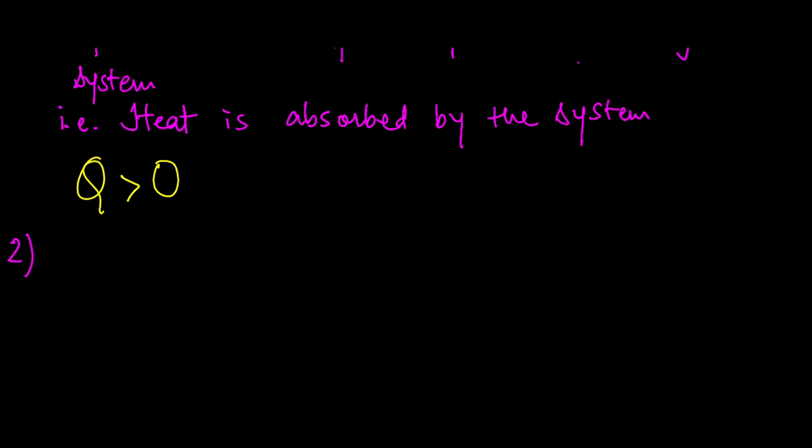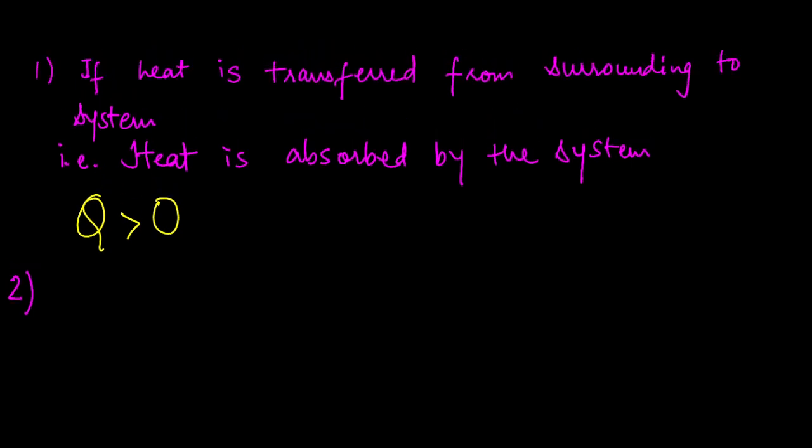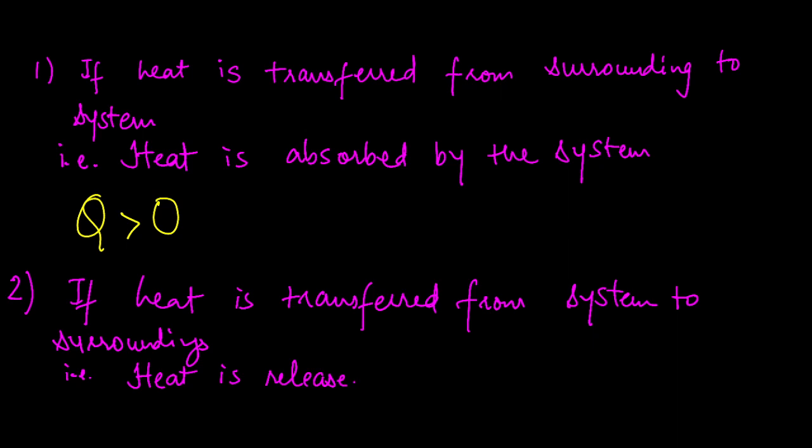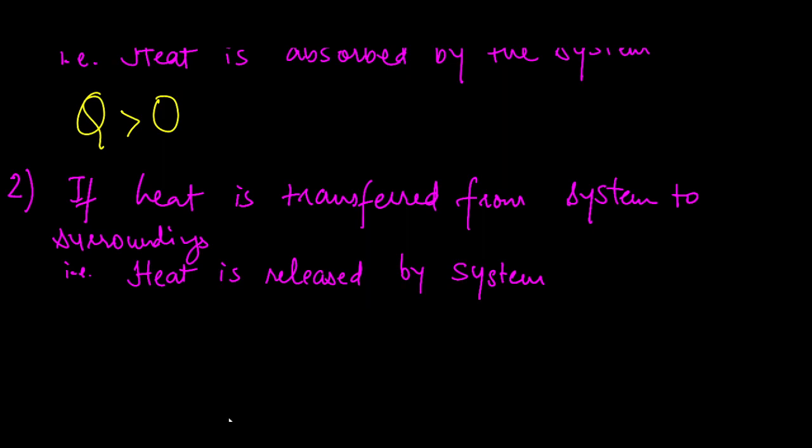નંબર 2. Okay, number 2. If heat is transferred from system to surroundings, that is, we can say that heat is released by the system. Okay, heat is released by system. Then we have Q is less than 0.